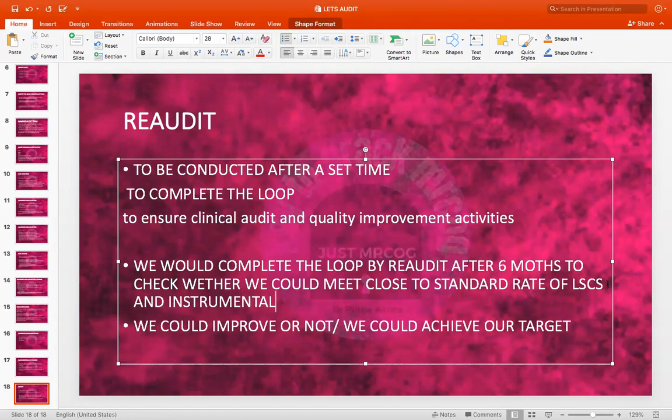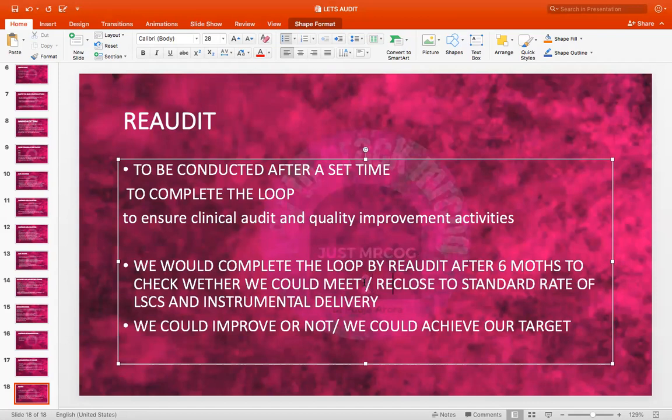So this is so simple. We have to mention just that we would complete the loop by re-audit after 6 months. We'll check whether we could reach close to the standard rate of LSCS and instrumental delivery. Is it difficult to remember? No. And whether we could improve or not, or we could achieve our target or not. That would be a re-audit.